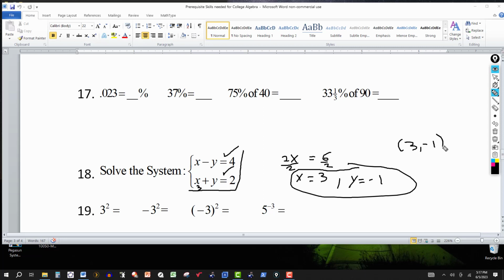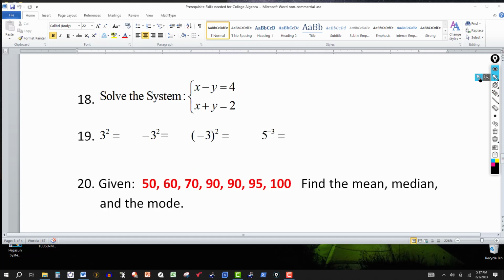In other words, that point (3, -1) is on both of these lines. You can see you put 3 where the x is, -1 where the y is. You get 4 for the first, and 3 and -1, you get 2. So that checks.